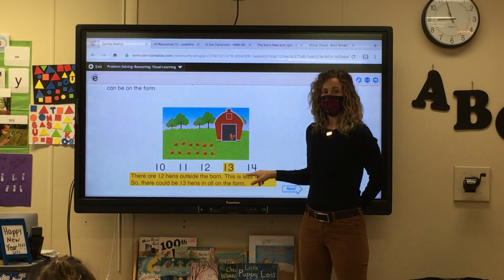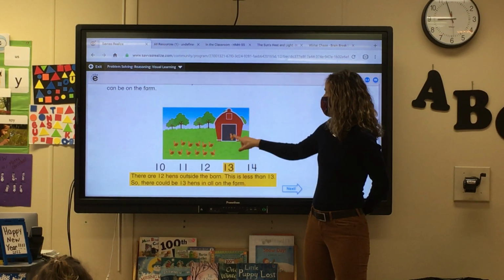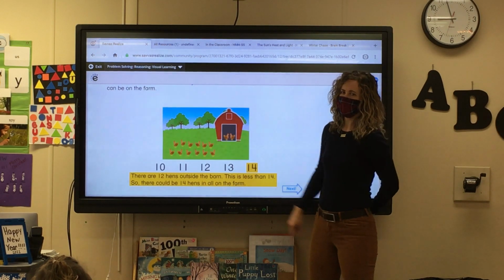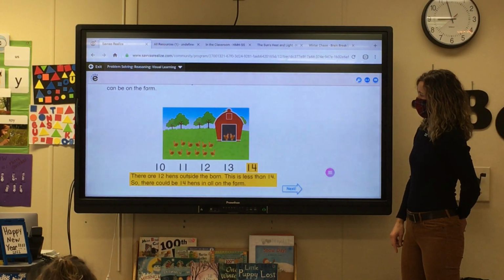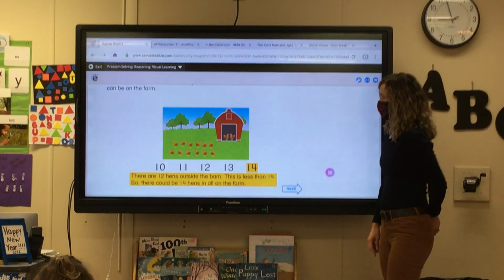And then could there be 14? Yes. So we know that there could be one hen or there could be, let's see. There are 12 hens outside the barn. This is less than 14. So there could be 14 hens in all on the farm.